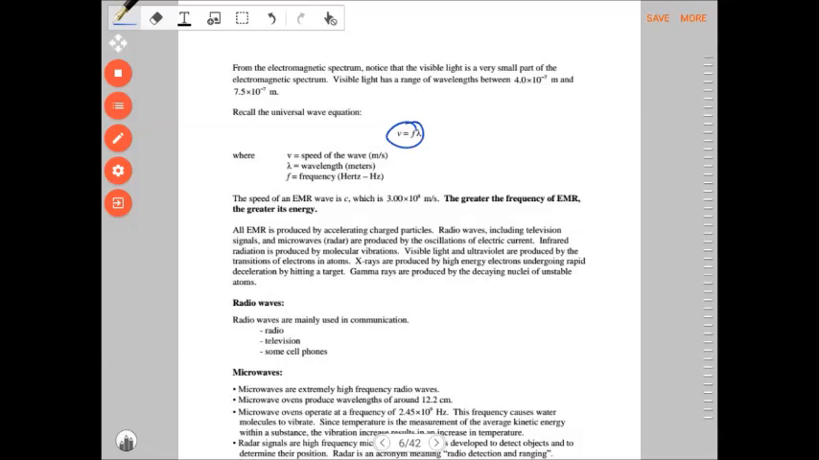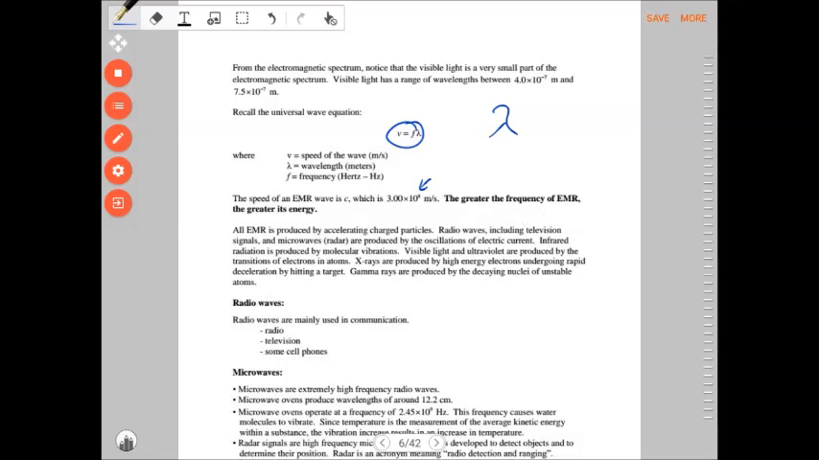Now recall the universal wave equation that you learned in Physics 20. V equals F lambda. Remember, lambda is that upside down Y kind of thing, so draw it like this. V, of course, is the speed of the wave. Lambda is the wavelength, always measured in meters, and F is the frequency, always measured in hertz. The speed of EMR, remember, is all C, the speed of light, which is 3.00 times 10 to the 8th. That is on your formula sheet, by the way.